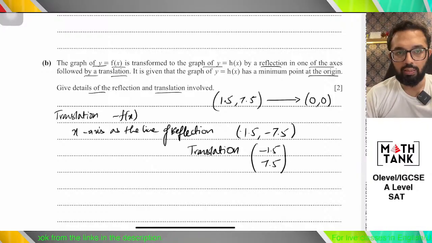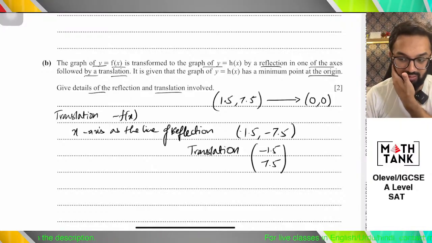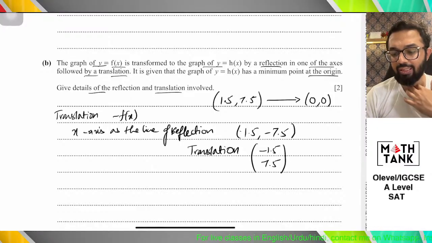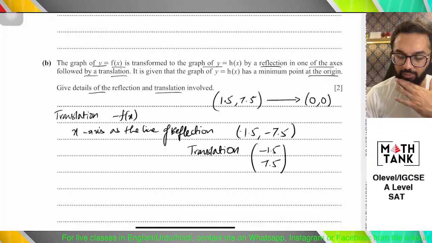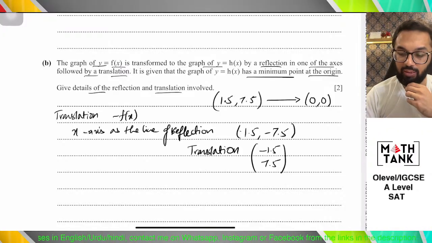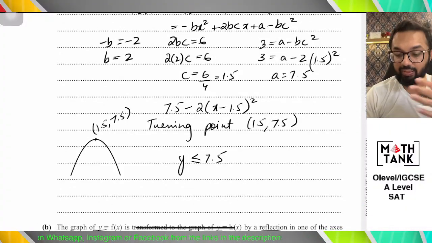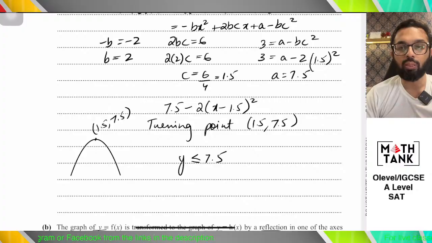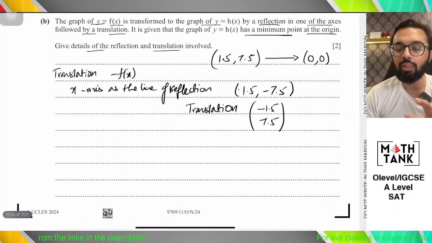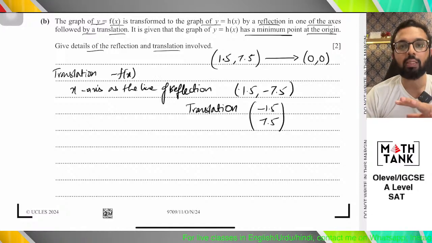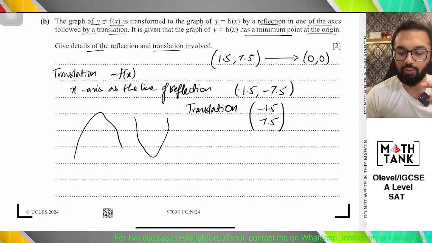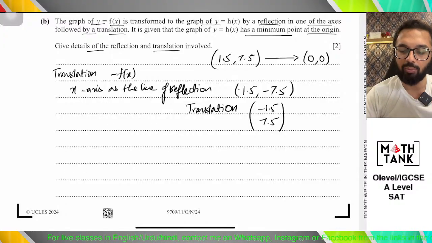In case you did it the other way around, in one of the axes, your x coordinate would have become minus 1.5. Okay, no, it has a minimum point. That means that it was definitely a reflection in the x-axis. Why? Because a maximum point will only change into a minimum point when you have a reflection in the x-axis. So this curve has to become this curve. That is the only way that I could have a minimum point. So there was a trick to the question that I hadn't noticed earlier.